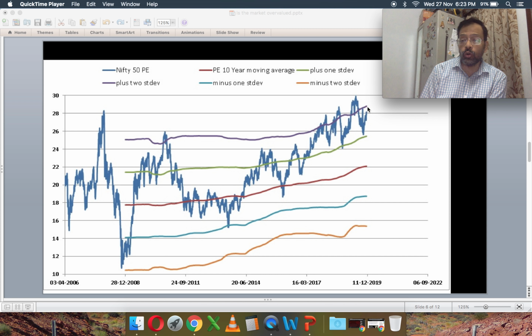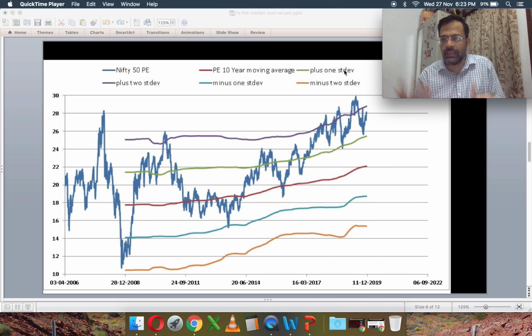Currently now it's heading towards plus 2. You don't know whether it will come down before heading to plus 2, or go and then cross over. You just don't know. But you can say the market is kind of overvalued, but with respect to what? What is a high PE? What is a low PE? Nobody knows. It's not easy.